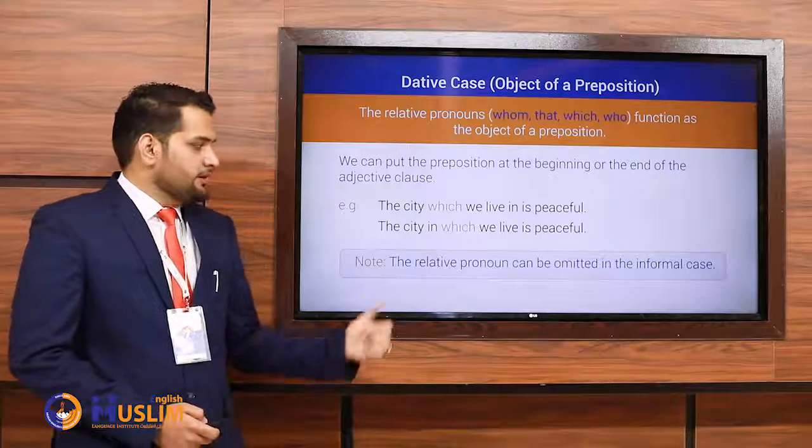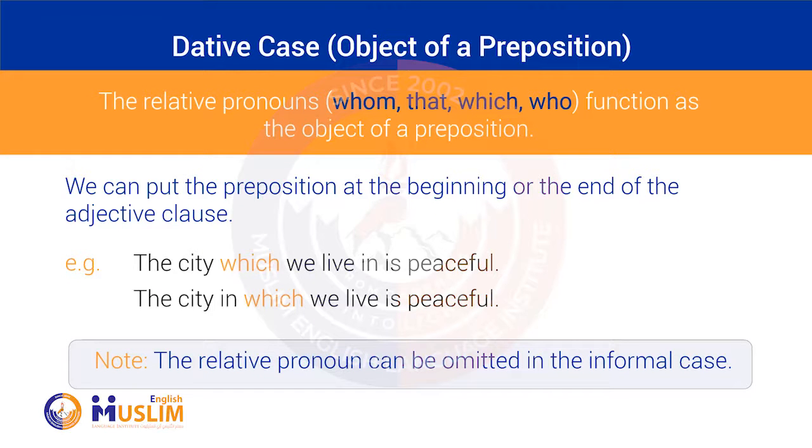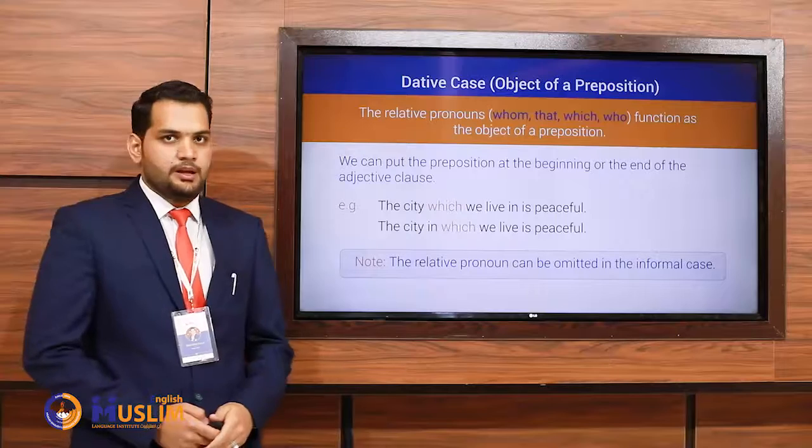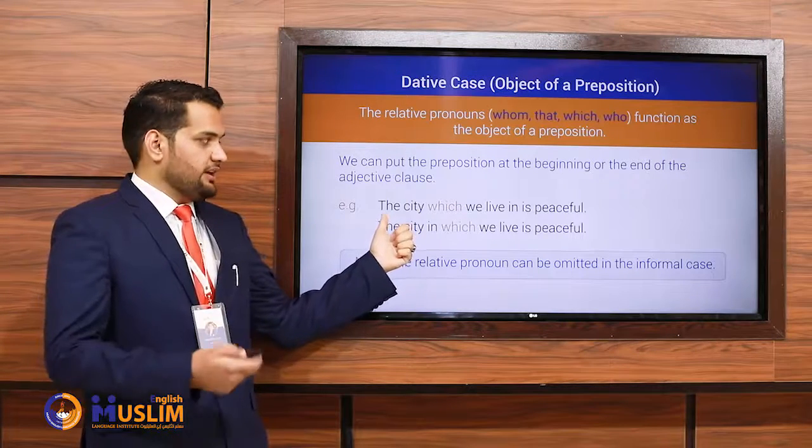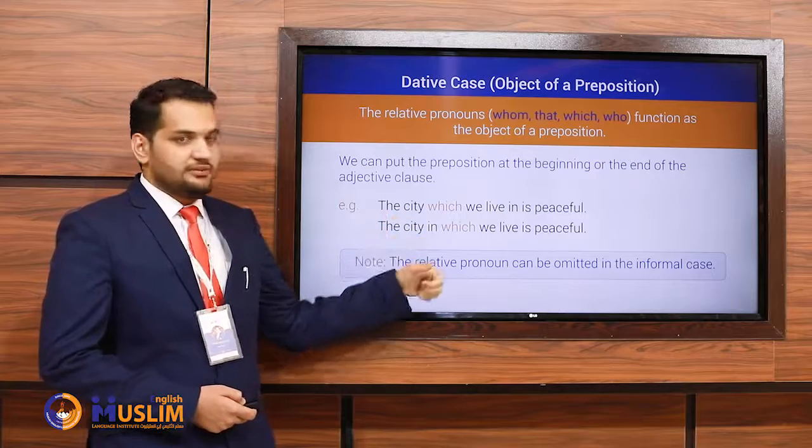Remember, the relative pronoun can be omitted in the informal case. Like in this sentence, you can omit the relative pronoun. You can also say, the city we live in is peaceful.